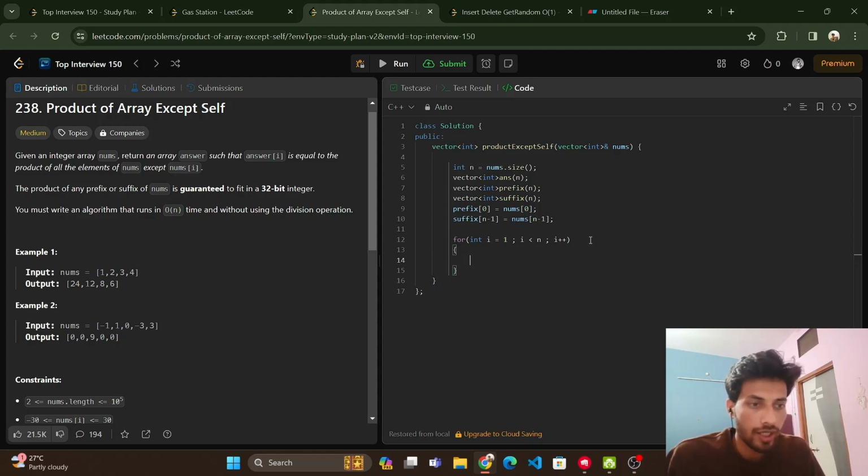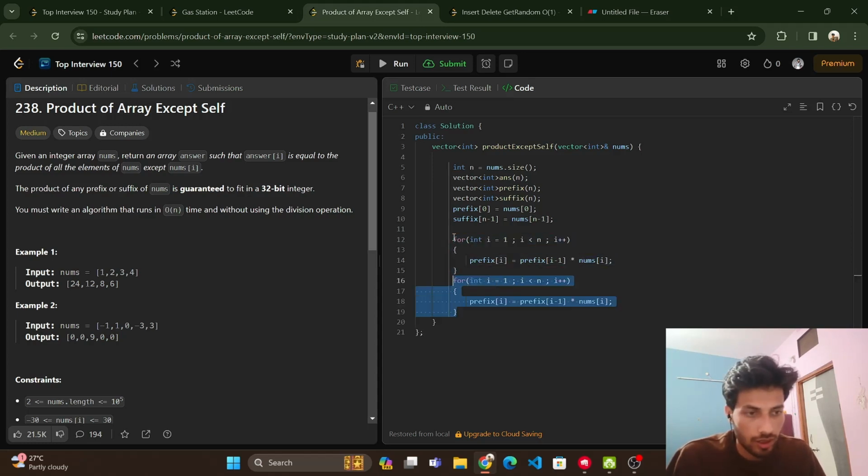So let's say for int i is equal to 1, i less than n, and i plus plus, we will use prefix of i would be prefix of i minus 1 into nums of i. Okay, let's create another one, and here it would be n minus 2, because we handled the n minus 1 case, and i is greater than 0, and it would be i minus 1. So suffix of i is equal to suffix of i plus 1 into nums of i. Okay, and yeah, it is correct.